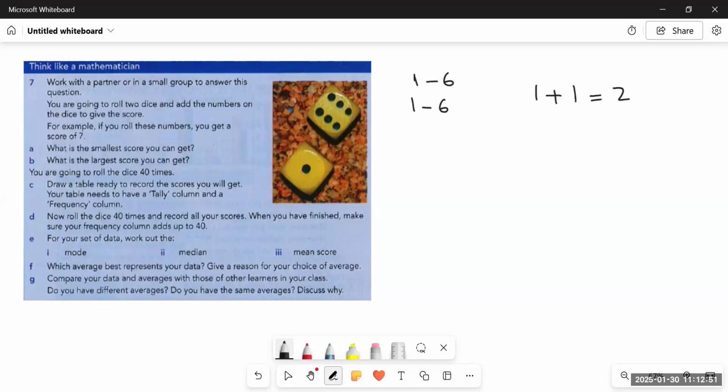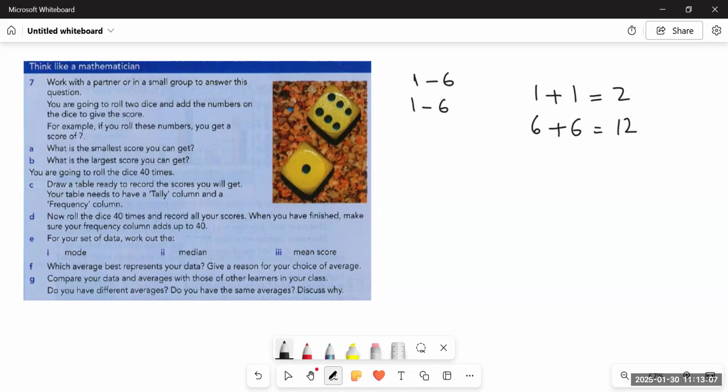And what is the largest score you can get? So it would be 6 plus 6. That is, if we both get 6 each, we will get a total of 12. Right? So this is a very simple question. You just have to add the smallest numbers and the largest possible numbers.